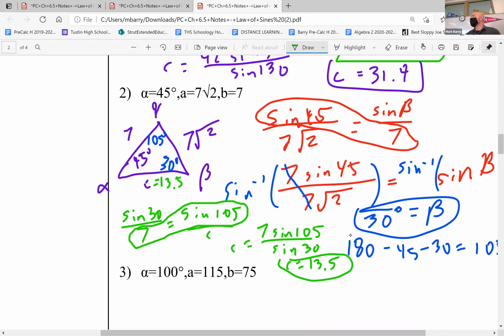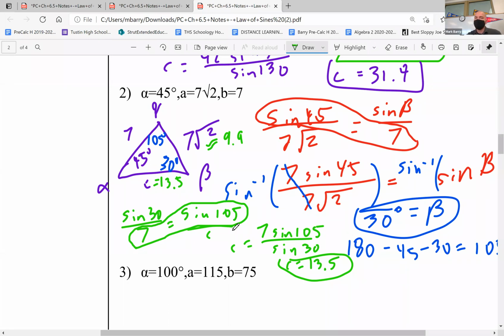So does this triangle follow Mr. Berry's rule of small with small, big with big, medium with medium? Well, I kind of need to know the decimal for 7 rad 2. If you type 7 rad 2 into the calculator, it is about 9.9. So then I would say it does follow my rule.